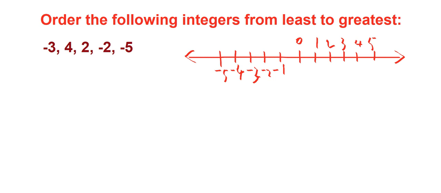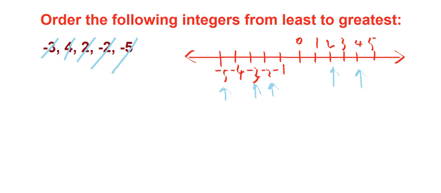We've got -3. Okay, so -3 is here. We've got 4, which is here. We've got 2, which is here. We've got -2, which is here. And we've got -5, which is down here.